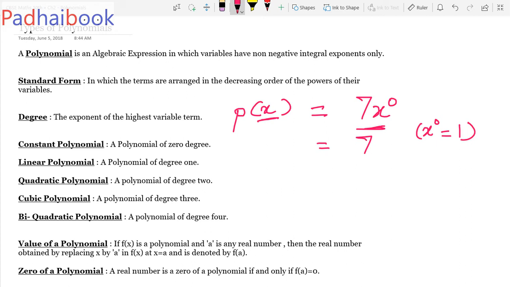So in this case, if we have a constant polynomial and it has only one term, what could be the degree of this polynomial? I told you the degree is found by writing the polynomial in the standard form. It is already in the standard form because there is only one term. Then the degree is the highest power exponent of the variable term, which is 0. Hence the degree of the constant polynomial is 0.